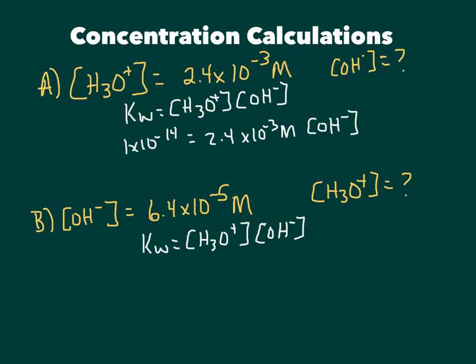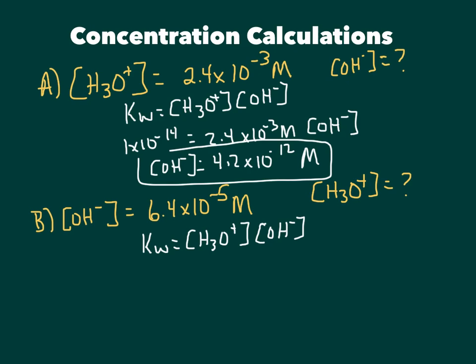So I take this 1 times 10 to the negative 14th. Remember how you plug it in your calculator. This is 1 EE negative 14 divided by 2.4 EE negative 3, and you should end up with this answer of OH minus concentration equals 4.2, that's in 2 sig figs, times 10 to the minus 12th. Since this is concentration, the units will be molar or molarity, and you have your answer for hydroxide ion concentration.